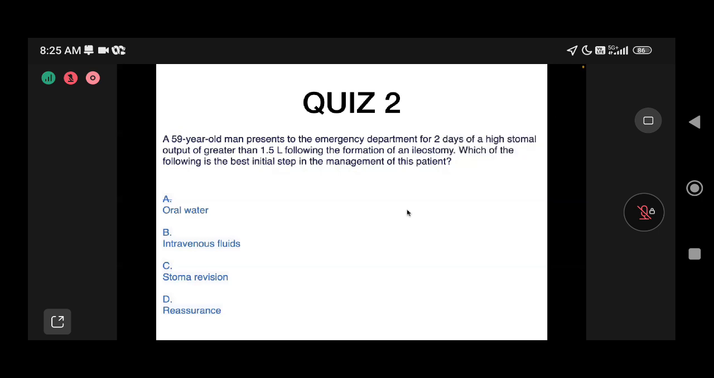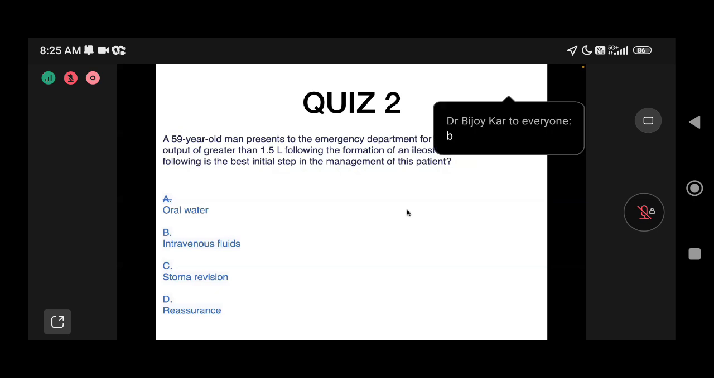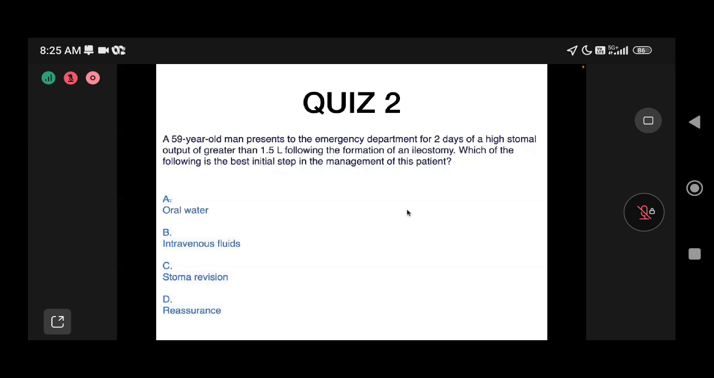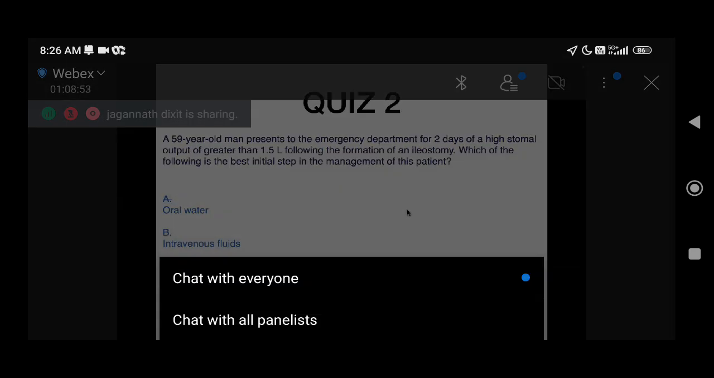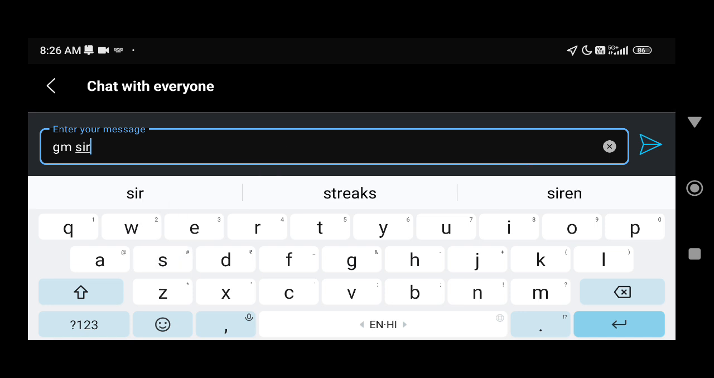Normally, whenever there is a high output fistula, if it is from the ileum, most of the fluid we need to give is intravenous fluids. That is the choice of fluid for most of these patients, not oral water. If the purpose is not done, you should never look for stoma revision, because the patient has accepted the stoma being done. There is nothing like stoma revision, because it has to do its purpose. Reassurance is not a choice, because it's a semi-emergency condition. How can you send the patient back with reassurance? The patient has to be made an inpatient, and we need to give more parenteral fluids, IV fluids. That's the answer.